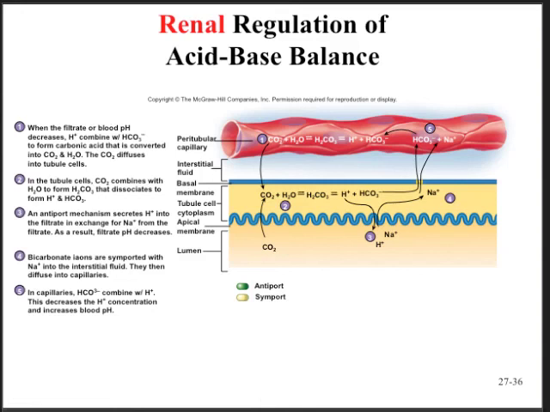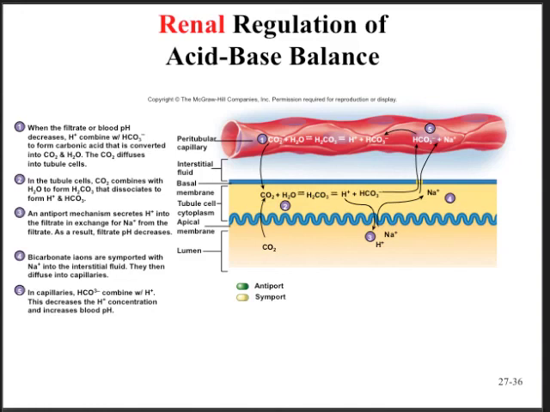So if we consider when the filtrate or the blood pH decreases, protons are going to combine with bicarbonate and form carbonic acid, which will be converted into carbon dioxide and water. The carbon dioxide diffuses into the tubule cells. In the tubule cells, carbon dioxide combines with water to form carbonic acid, which then dissociates into protons and bicarbonate, again catalyzed by carbonic anhydrase.